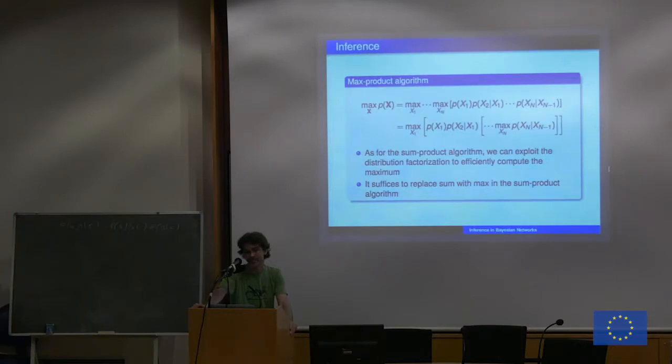The rest is constant. And now you do this. This is a function of xn minus 1. Again, you replace this max with that function, and you go on to xn minus 1. The only thing that changed with respect to the previous algorithm is that you replaced sum with max. But the algorithm is exactly the same. The previous one was called sum product. This is called max product.